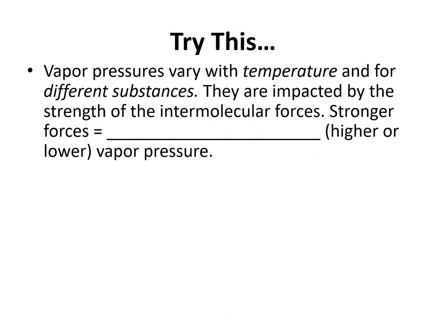Vapor pressures will vary with temperature, and they will vary with different substances. For different substances, they are impacted by the strength of the intermolecular forces. The stronger the intermolecular forces, the more tightly held the liquid molecules are together, and the more difficult it is for them to escape into the vapor phase, creating vapor pressure. So the stronger the forces in the liquid, the lower the vapor pressure.